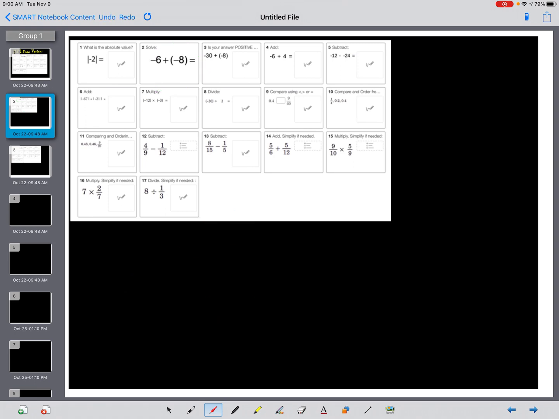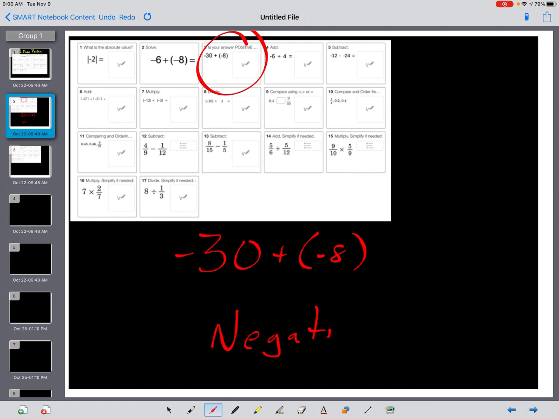Here we'll go with number 3. We're going to move a little faster now. Okay, this one asks if your answer is positive or negative. And considering that we're adding 2 negatives together, the answer is certainly going to be negative. Okay, in fact, it'll be -38.